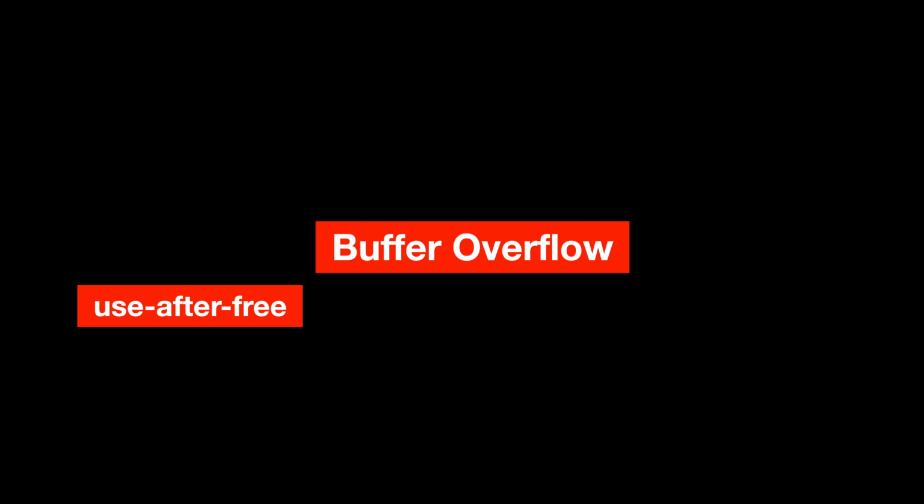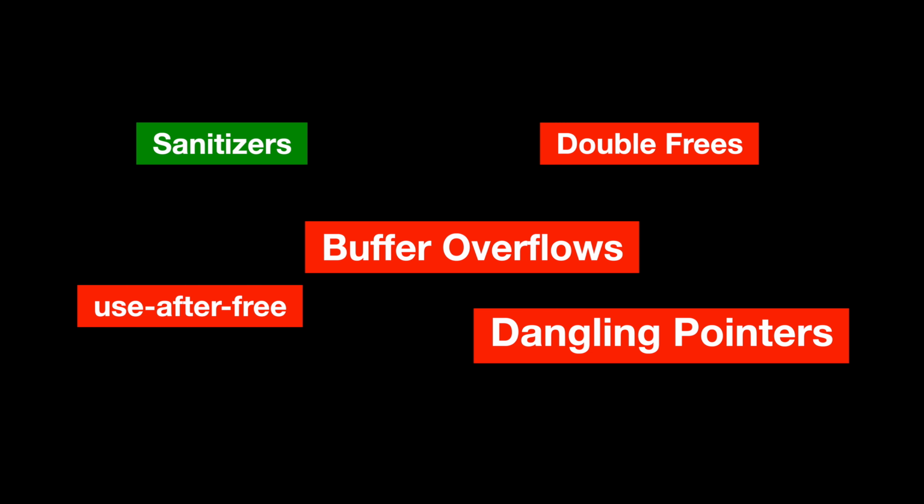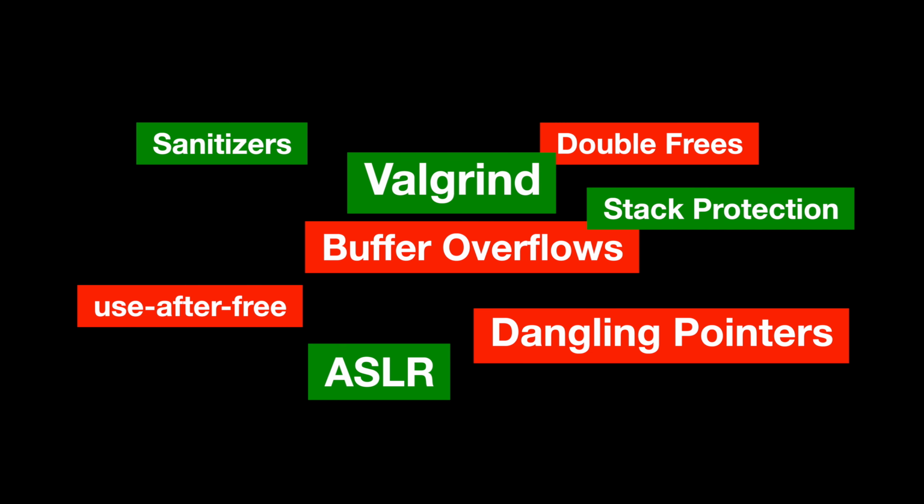Buffer overflows, use after free, dangling pointers, double free. These aren't just bugs. They are entry points for attackers. They are the foundation of exploits. But with modern tools like sanitizers, valgrind, stack protection, and ASLR, we have the means to fight back. The best way to defend yourself is to write safe code. Use bounds-checked functions, avoid raw pointers when you can, and use languages with safety features. Or if you are using C or C++, test aggressively and review every line that touches memory.